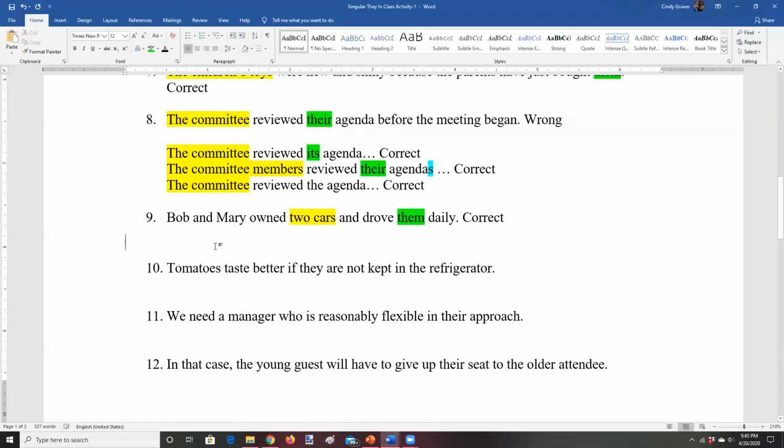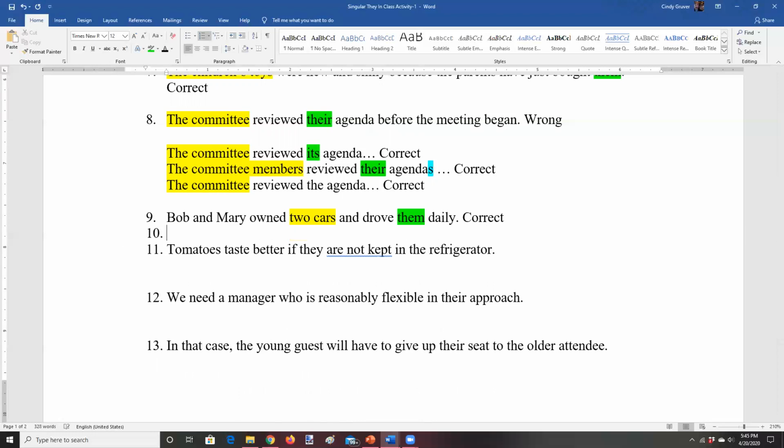Tomatoes taste better if they are not kept in the refrigerator. This is so true. If you didn't know this secret, trust me on this one. So we have tomatoes, plural. We see the ES at the end. So we want to make this plural here. So this is correct.